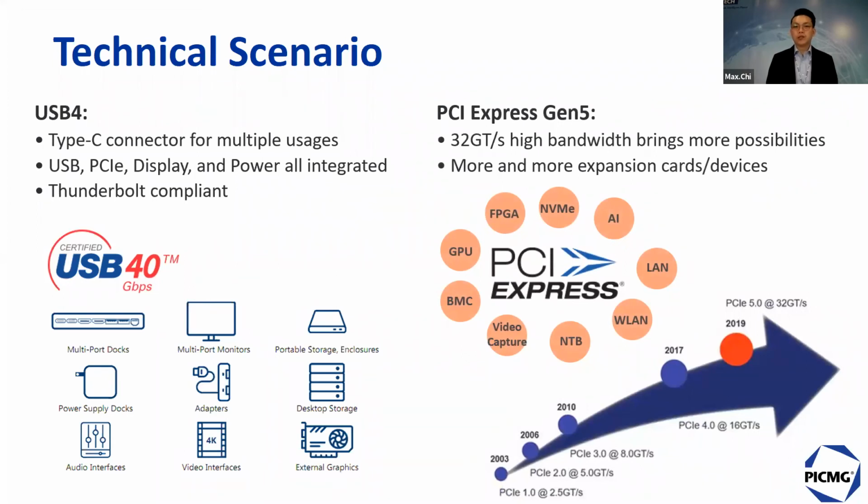Next is PCI Express Gen 5. With the 32 GT per second high speed, you will be able to connect to the latest expansion cards or devices like FPGA, NVMe, AI acceleration card, GPU, or BMC, and so on. And also because the speed is very fast, it also leaves you the possibility for future technologies or future usages.